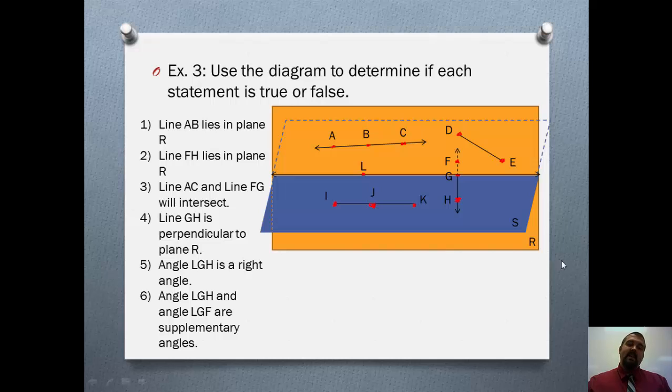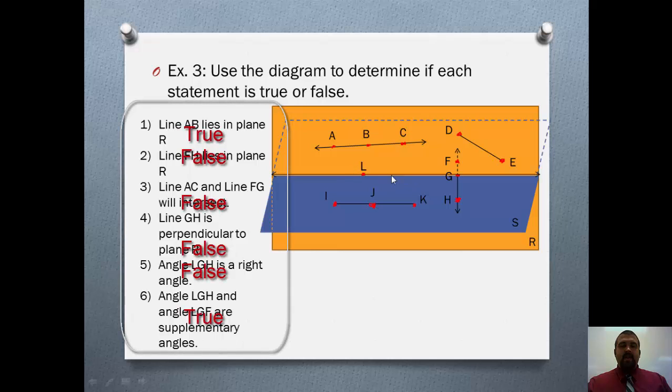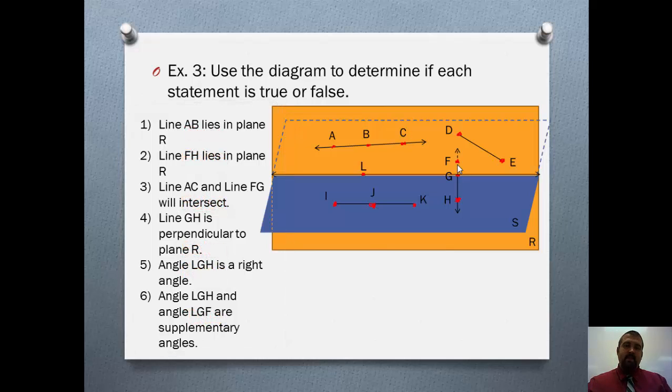And last but not least, angle LGH and angle LGF are supplementary. Yeah, you can say that because you know line FH is a line, and you know that these 2 angles form a straight line or form a linear pair. Therefore, they have to be supplementary.